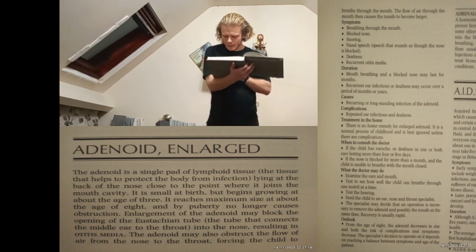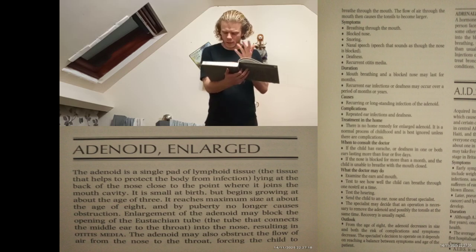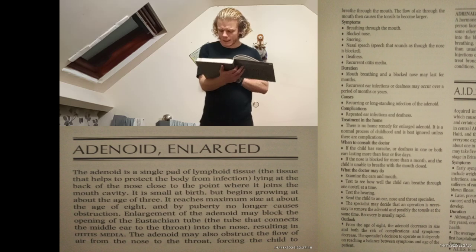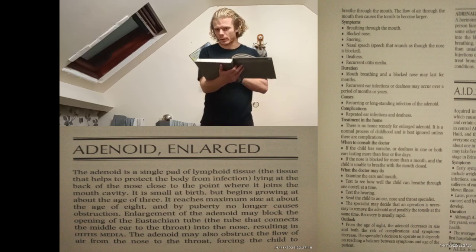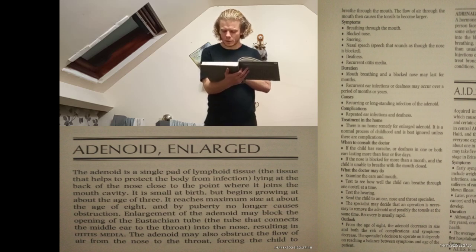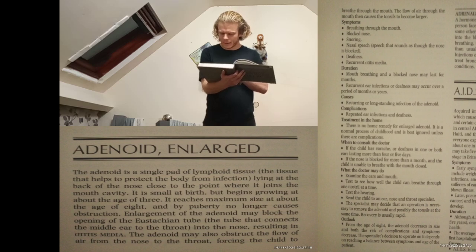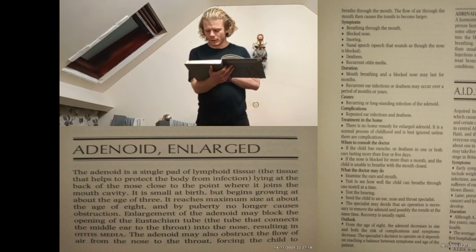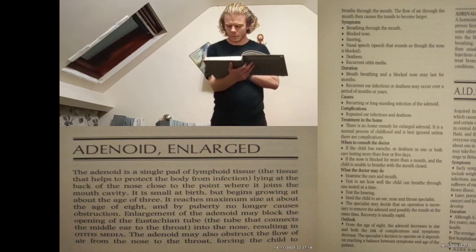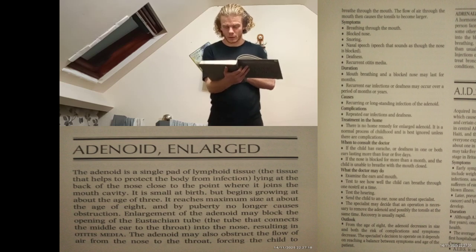The adenoid is a single pad of lymphoid tissue, the tissue that helps to protect the body from infection. We're talking about internal anatomy and diseases, and this is no medical advice, we're just reading about it. The adenoid lies at the back of the nose, close to the point where it joins the mouth cavity. It is small at birth, but begins growing at about the age of 3. It reaches maximum size at about the age of 8, and by puberty no longer causes obstruction.